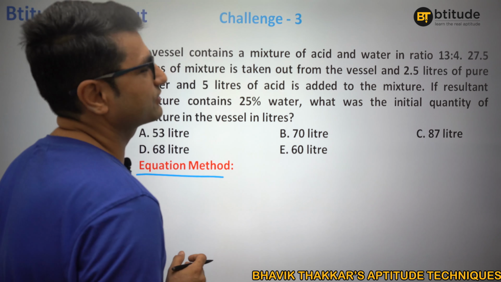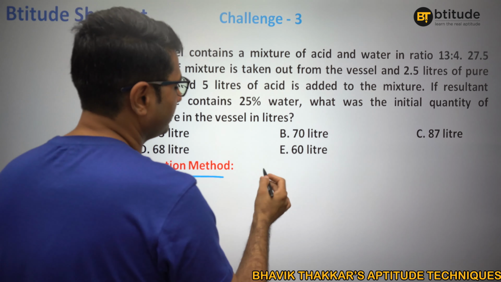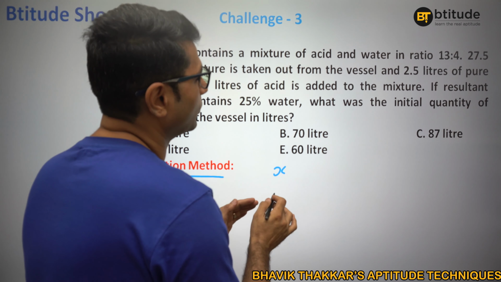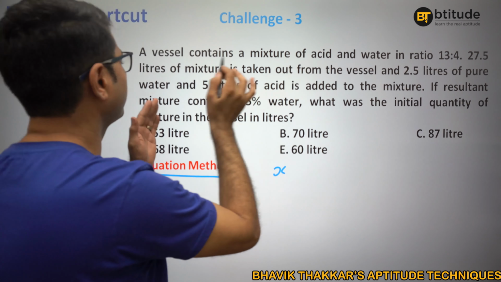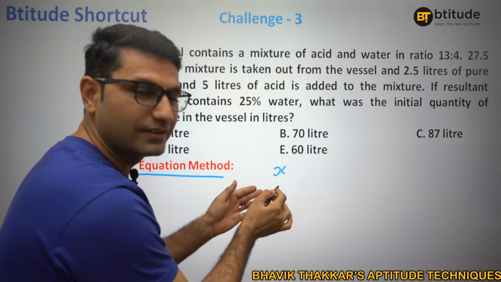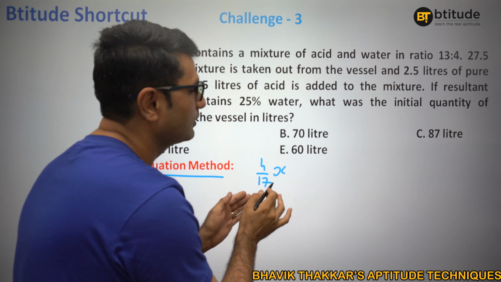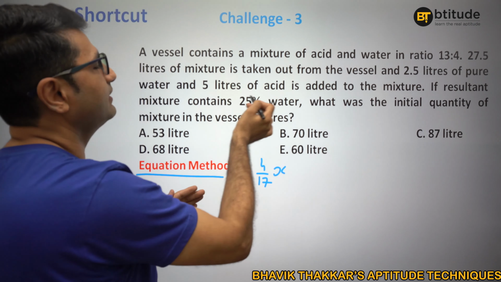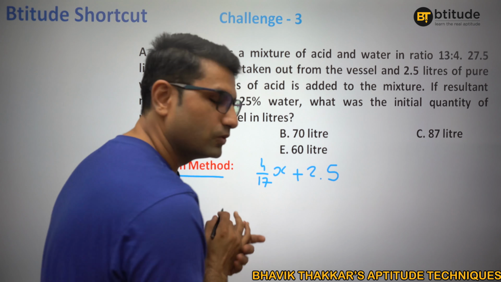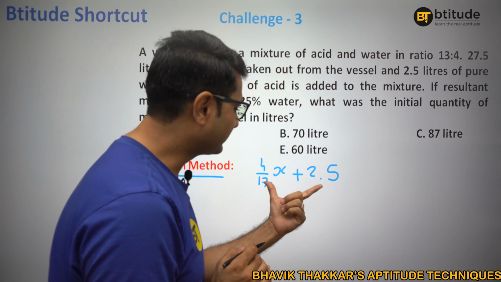So now let's try to understand here. So it is 13:4. So total liters we don't know, right? We start with X as the total liters. Now, of course, we'll say 27.5 liters is removed. Now water was how much? 4/17 of this, right? So we'll say 4/17 of X was the water. Now water is added. How much water is added? 2.5 liters. So this is going to be your new water. The water before plus whatever you have added, this is the new water.